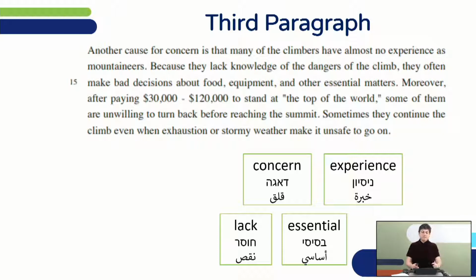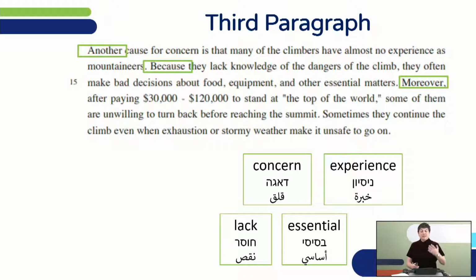In the third paragraph, we start with another. There's another connector, one more connector of addition. Another cause for concern is that many of the climbers have almost no experience as mountaineers because they lack knowledge. That shows a connection between these 2 sentences. They don't have experience, and because they lack the knowledge, they face the dangers of climbing. They make bad decisions about food and equipment and other essential matters.